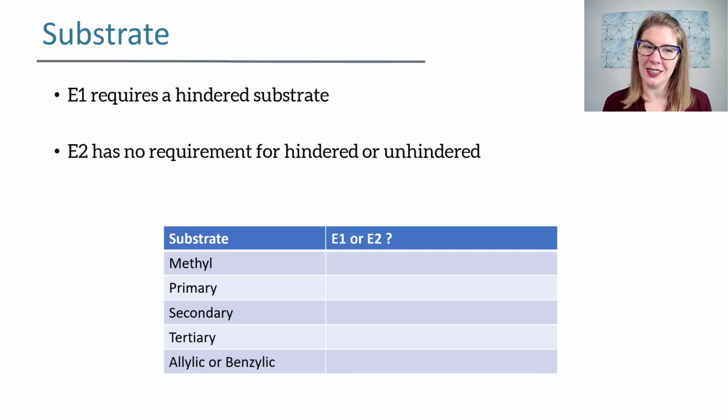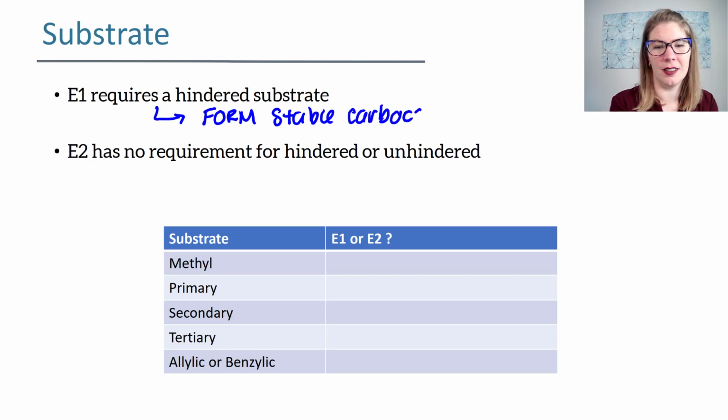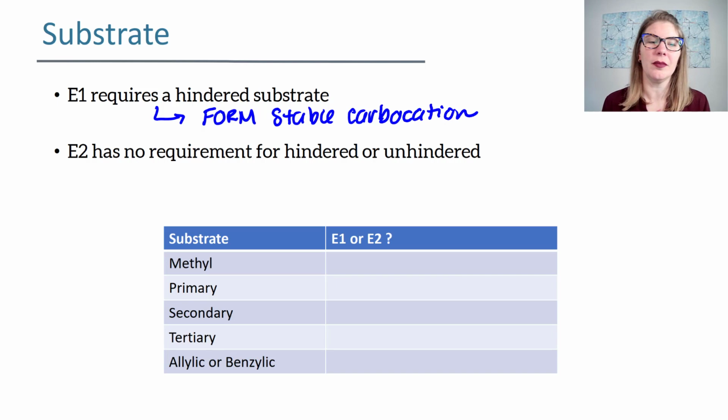For E1 reactions, you need a hindered substrate. You need something that's going to form a stable carbocation. So that's the requirement here, is that we form a stable carbocation. The thing about E2 is it doesn't actually matter if you have something that's primary, secondary, tertiary. Hindrance doesn't matter for E2. As long as you have a beta proton and a strong base, your E2 reaction is going to happen.